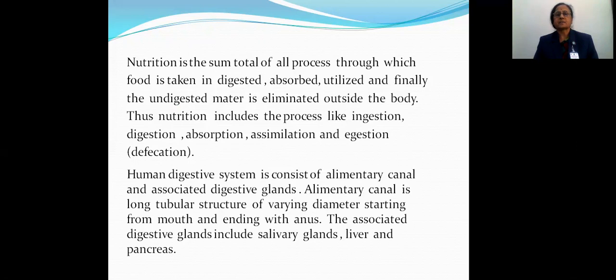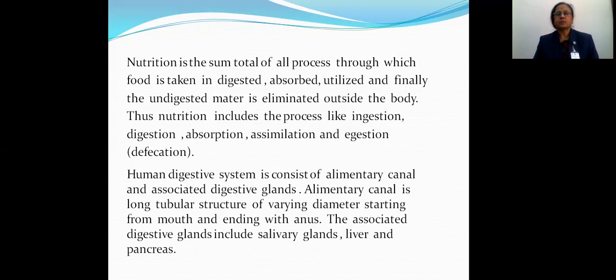Now, what is digestion? Digestion is a process in which complex, non-diffusible and non-absorbable compounds are converted into simple, diffusible and absorbable form. For example, after digestion, carbohydrates are converted into simple sugars, glucose and fructose, proteins are converted into amino acids, and fats are converted into fatty acids and glycerol.